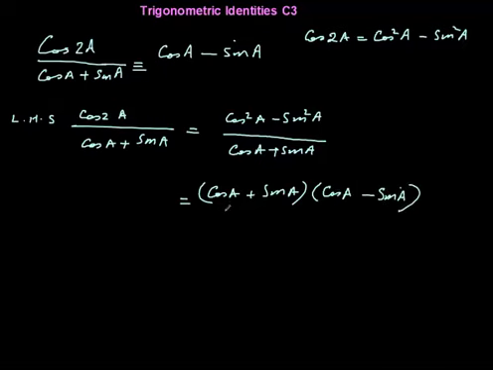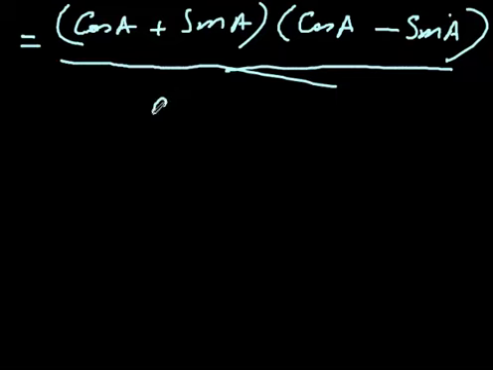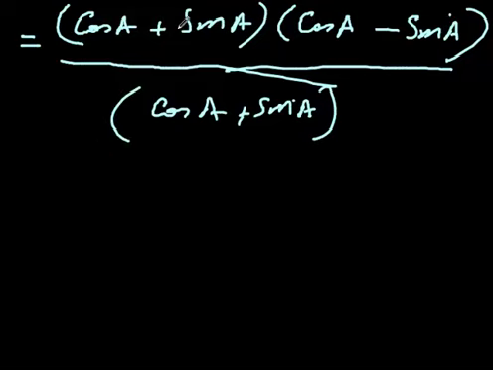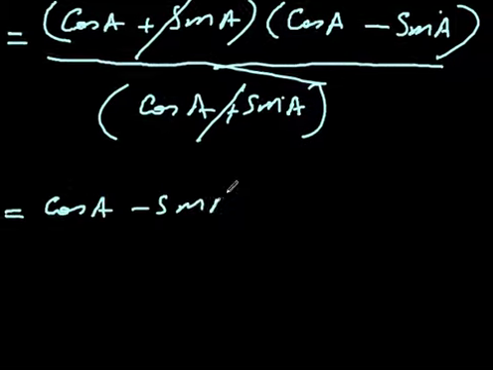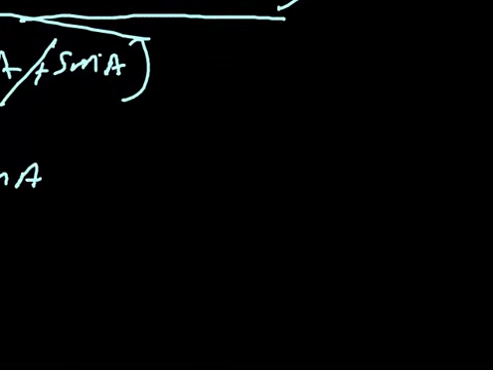Now if I divide by the term cos of a plus sine of a, I can see that that factor cancels out with this factor. So if I cancel them out, I'm left with cos of a minus sine of a. If I check carefully, that's my right hand side, so that's proved.